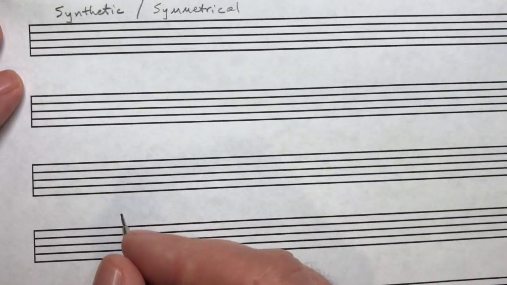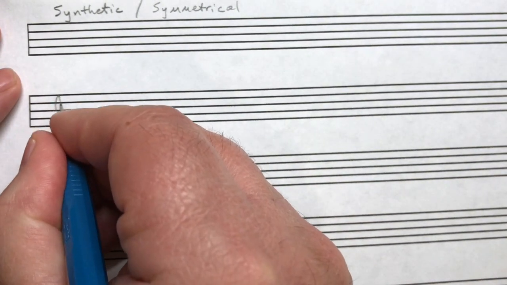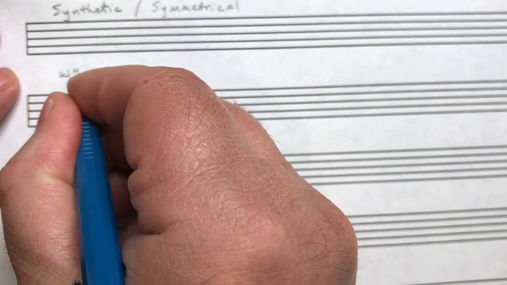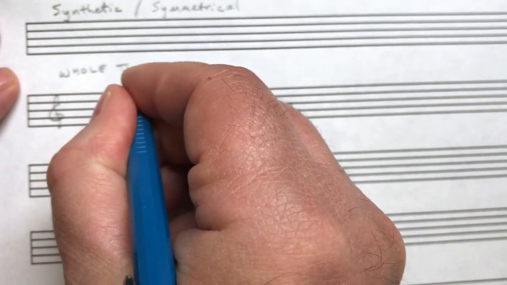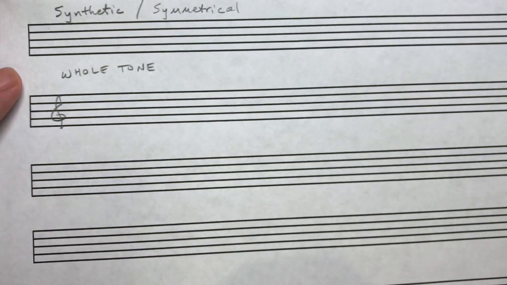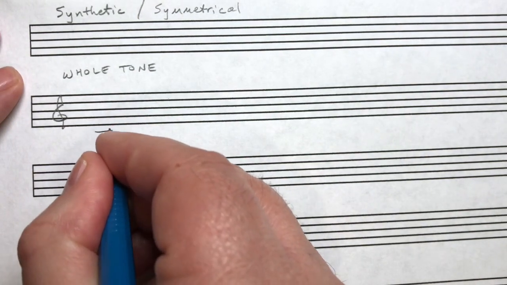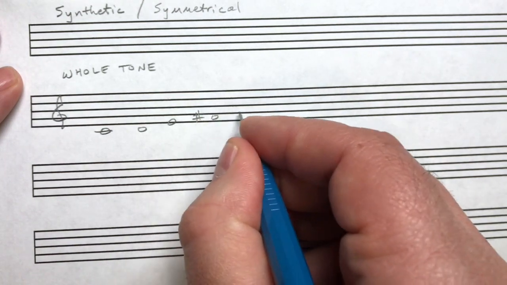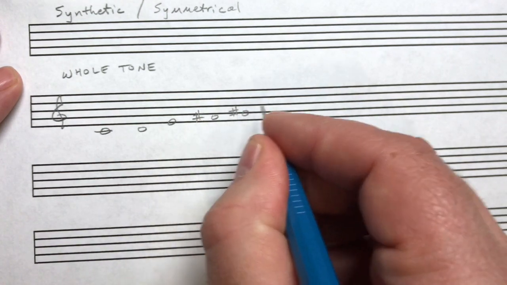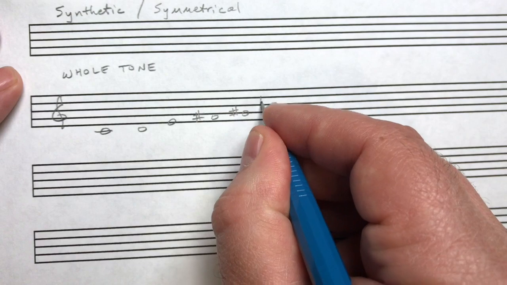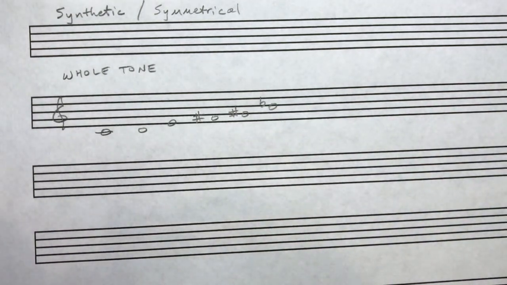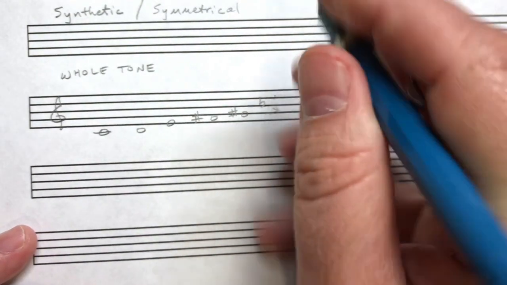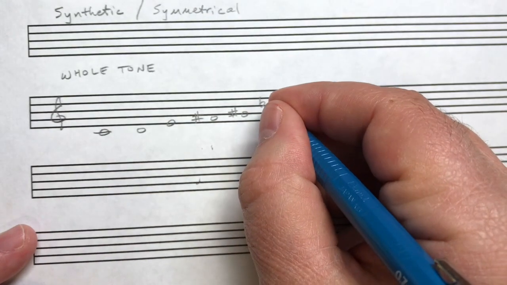is the whole tone scale. And the whole tone scale is exactly what you might think it is. It's a scale made up of all whole tones. So if we start on C, we just start building whole steps until we get to C again, and then we ran out of notes.